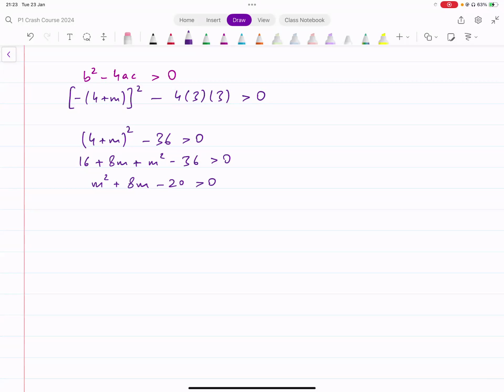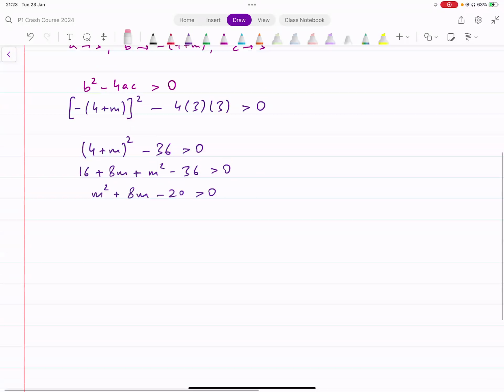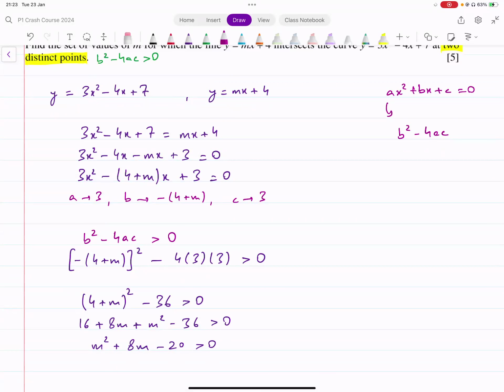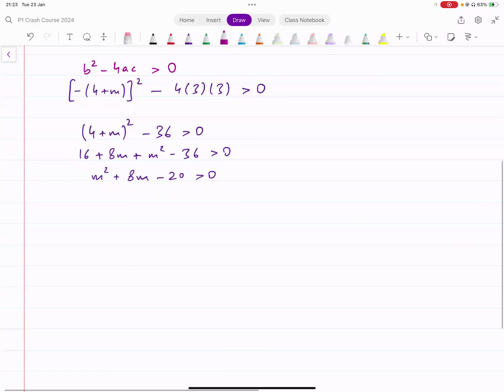This is a quadratic inequality that we have now. Now we just need to solve it as a quadratic inequality. We just learned the process for this. This is what we have got. So what did we do? We equated the two functions. That's how we used to start, right? We equated the two functions. Then we put b square minus 4ac greater than 0. Okay. And we got to this quadratic inequality.